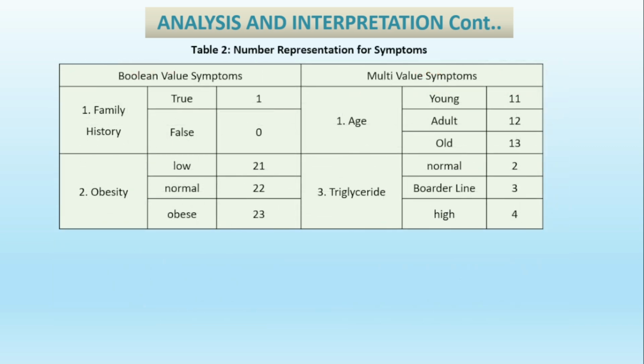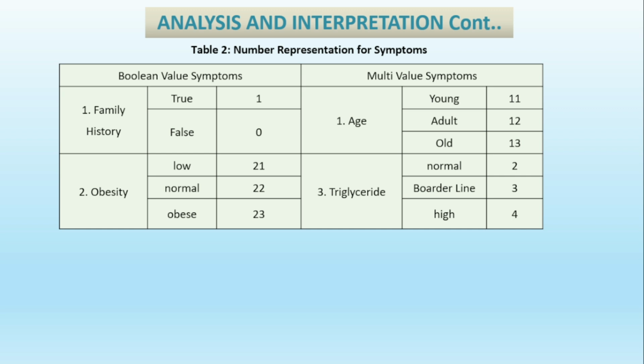Now, family history, Boolean value of the symptoms. Family history: if true, enter 1. If false, enter 0. Now the second is obesity. If obesity is low, 21, normal 22, and obese or high means 23. Now age: if the patient is young, we will enter 11. If the patient is adult, we will enter 12. If the patient is old age, we will enter 13. Now third is triglyceride. Triglyceride, normally normal.